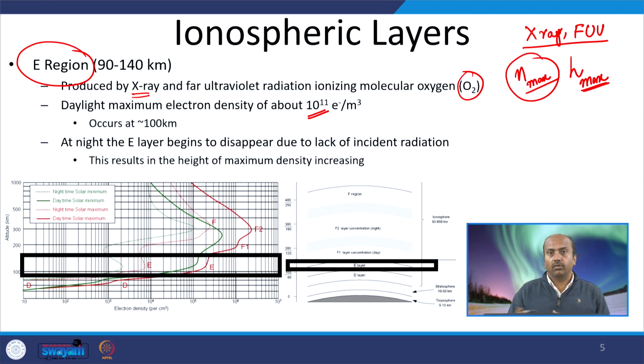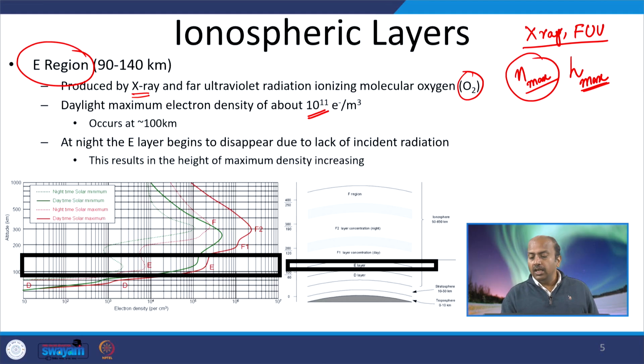Because this is not straightforward. We are not getting an exponential decay, we are not getting an exponential growth. We are getting something, a mixture of these two things, right. So, from here onwards, we will define N max, which is the electron density maximum, and H max, which is the height at which this maximum electron density will be found, right.